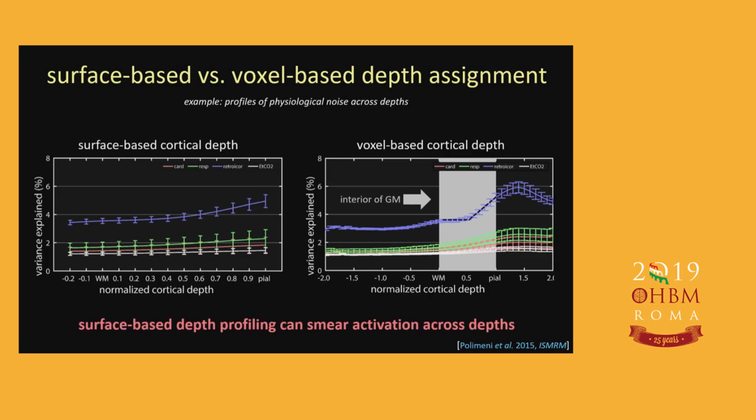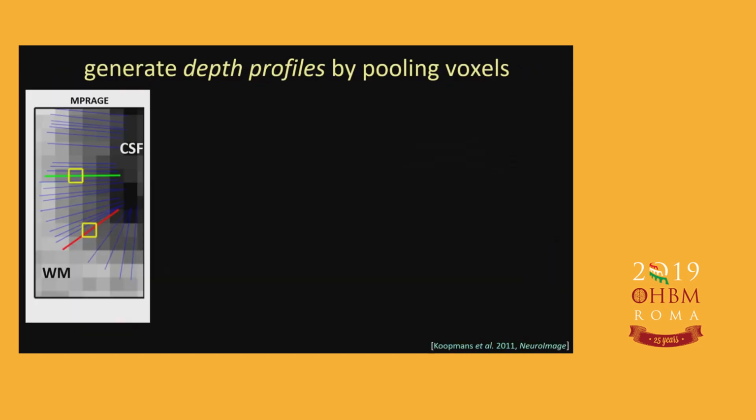So the idea here is that while there are some advantages to the surface-based cortical depth analysis, surface-based cortical depth profiling can smear activation across depths, and therefore to preserve resolution, I think it makes a lot of sense to use this voxel-based depth assignment.